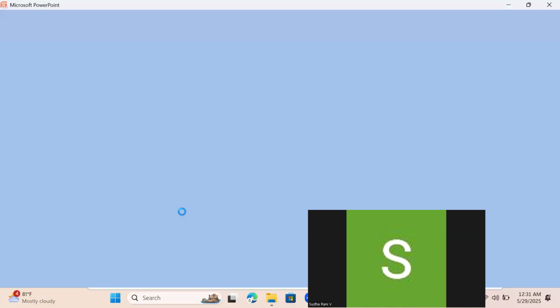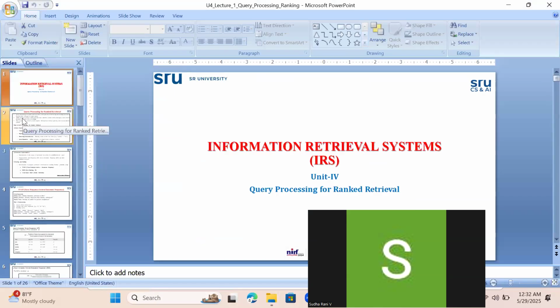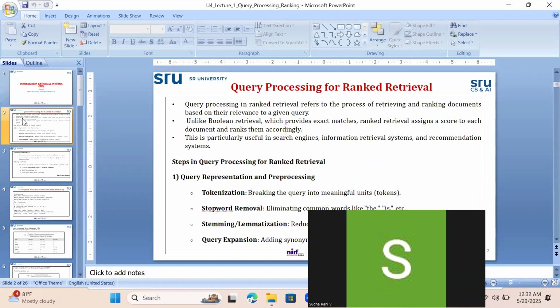Let's move to one of the important topics, that is query processing. Query processing for ranked retrieval. Query processing in ranked retrieval refers to the process of retrieving and ranking documents based on their relevance to a given query. Unlike Boolean retrieval, which provides exact matches, ranked retrieval assigns a score to each document and ranks them accordingly.